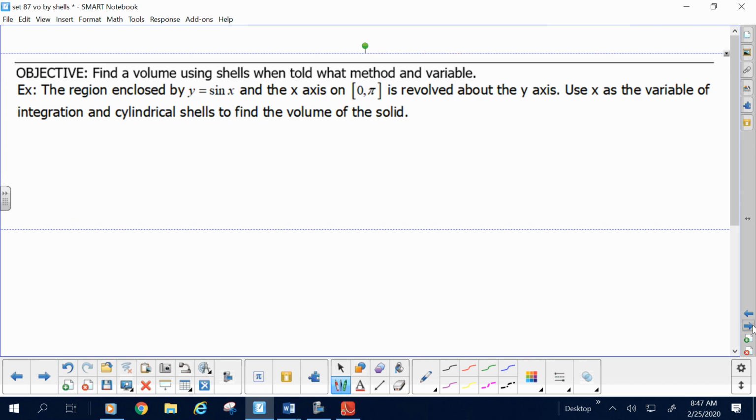Now then, let's consider another one. Find volume using, there's different types of questions. So sometimes they'll say exactly what to do, and then sometimes they'll give you a little less guidance. So in this case, they say the region enclosed by y equals sine of x on the x-axis on 0 to pi is revolved about the y-axis. So here's sine of x on 0 to pi revolved around the y-axis. So the revolution looks like that, yeah?